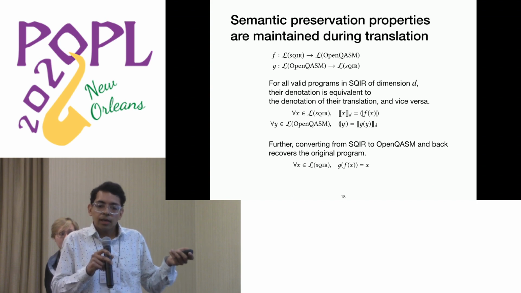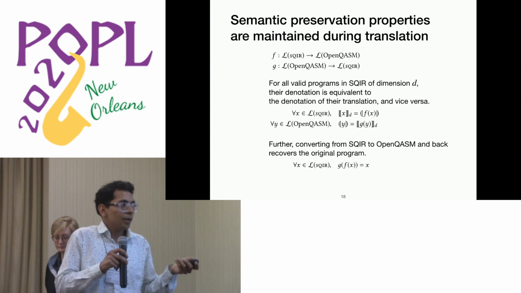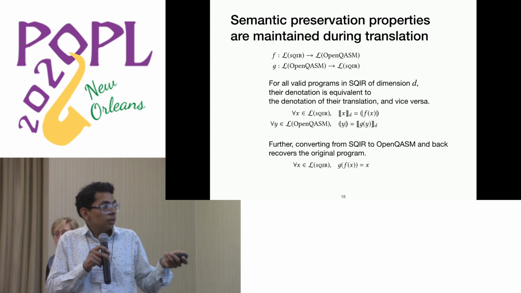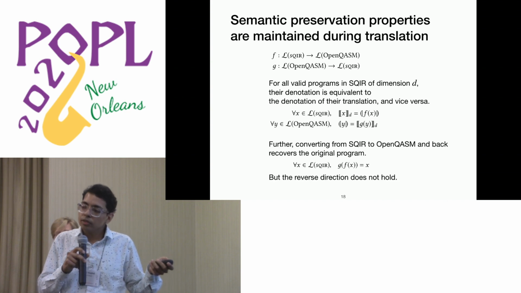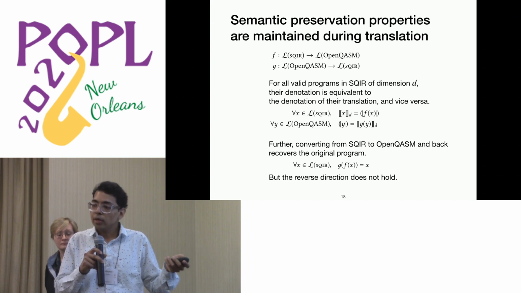Further, we can say that if we start from SOIR and translate to OpenQASM, and then go back to SOIR, we can recover the original program. But note that the reverse direction doesn't hold, because our translation is lossy from OpenQASM to SOIR, because SOIR doesn't have a concept of variables.